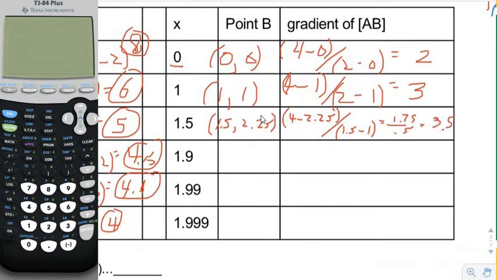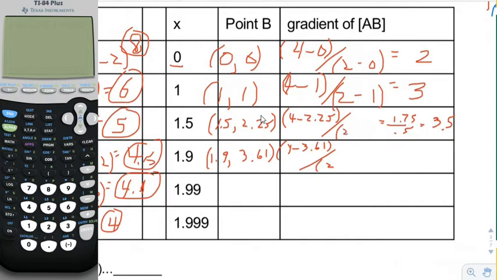Okay. Next one is 1.9. So the coordinates for 1.9 would be 1.9 for the x coordinate, and then for the y coordinate, 1.9 squared, which is 3.61. So here we had 4 minus 3.61 divided by 2. Oh, you know what? I did something wrong here. Look what I did wrong. It's not 1.5 minus 1.